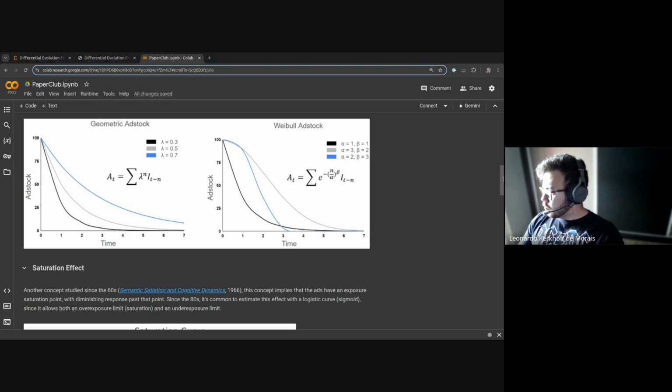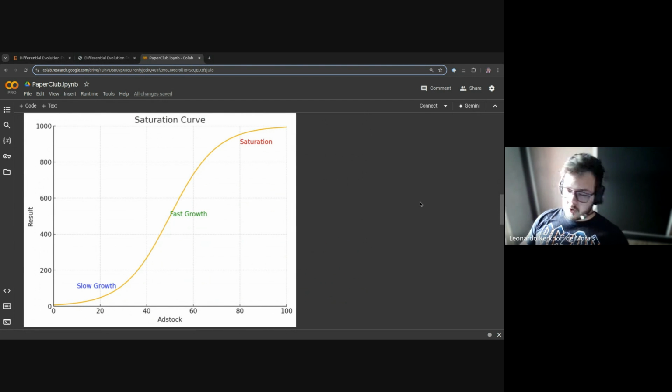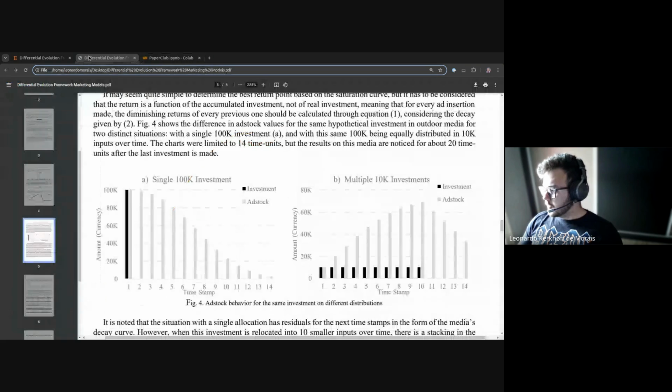And this is what it would look like, a common saturation curve. This is what we would usually see for a generic media channel. So we would have the value of Adstock. This is very important information. I've seen a lot of companies out there that plot this curve as a function of the real investment, and this is totally wrong. As I just showed you with this image before, the same amount of money can have a totally different outcome in terms of Adstock.